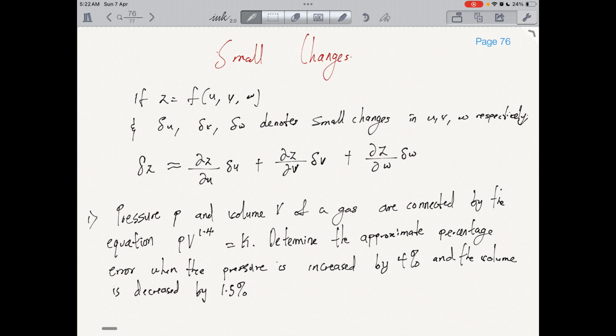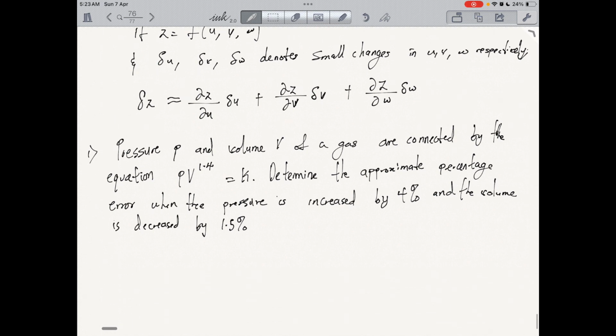And now we have an example to establish understanding in that case. We are given that pressure P and volume V of a gas are connected by the equation PV raised to power 1.4 is equal to K. Determine the approximate percentage error when the pressure is increased by 4% and the volume is decreased by 1.5%.